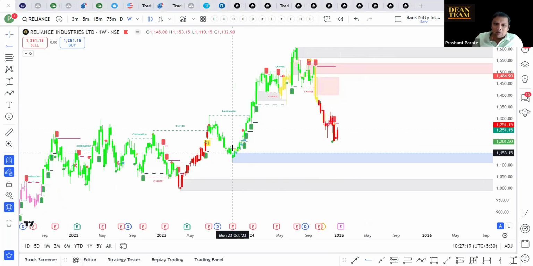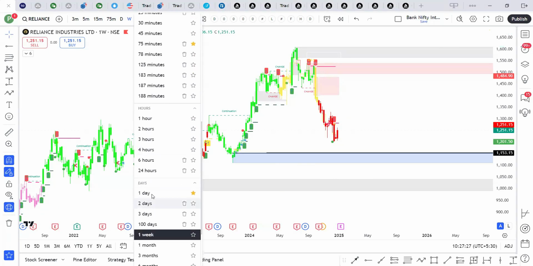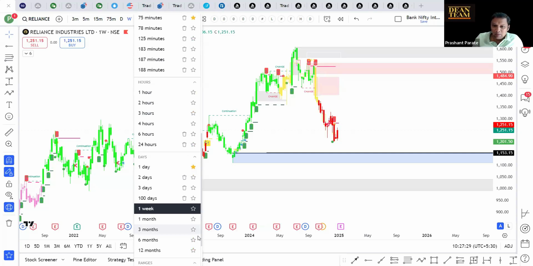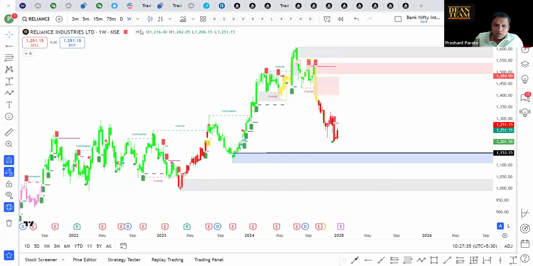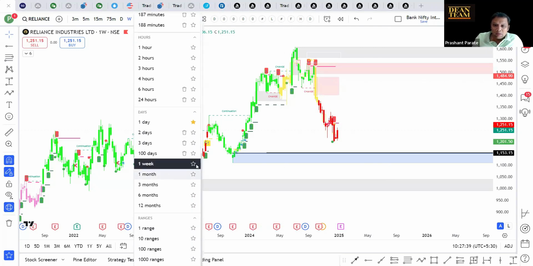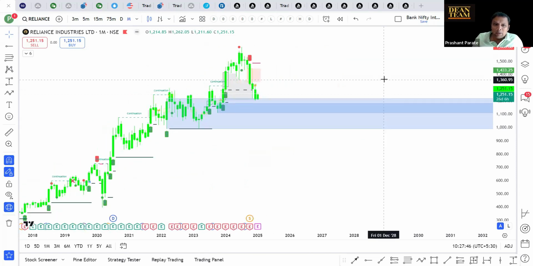Buying area is way down here, 1153. And this buying area may not get respect because trend on weekly is down. But higher time frame may still show some respect. Okay. And let me check the monthly chart. So weekly is down, but we are near monthly buying area.